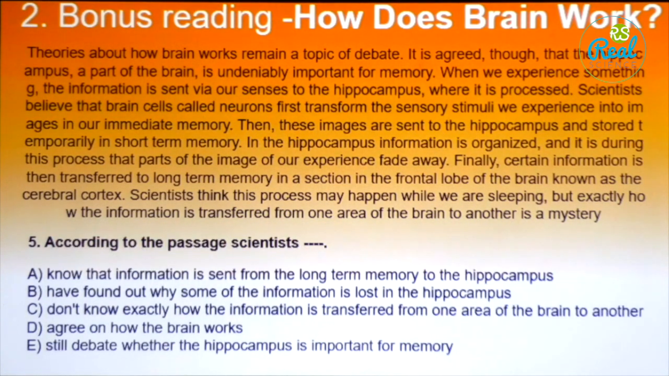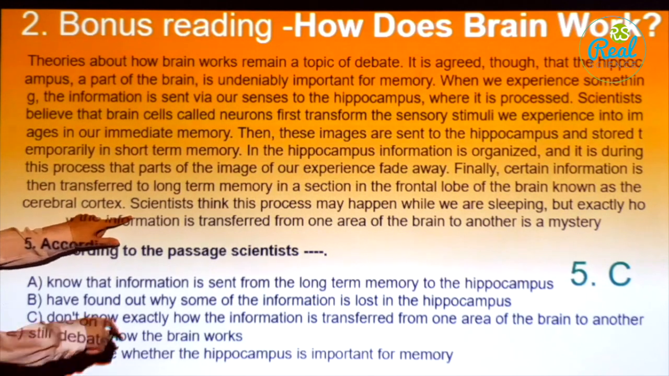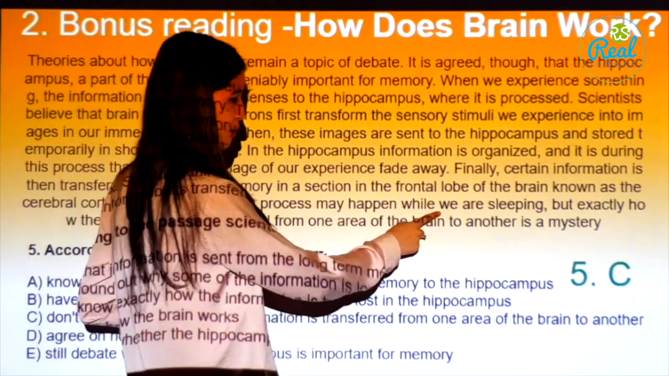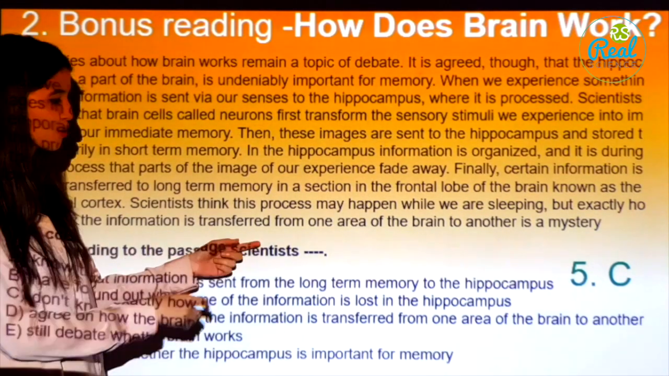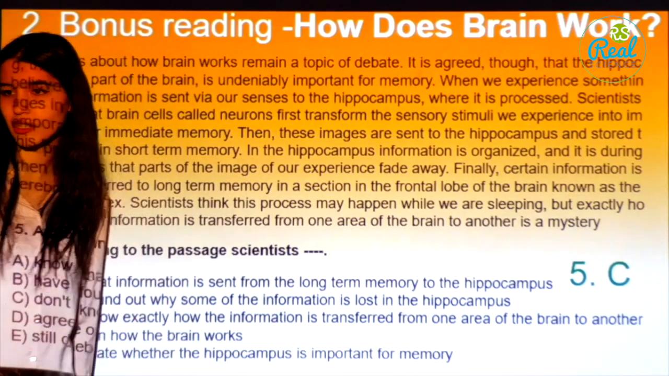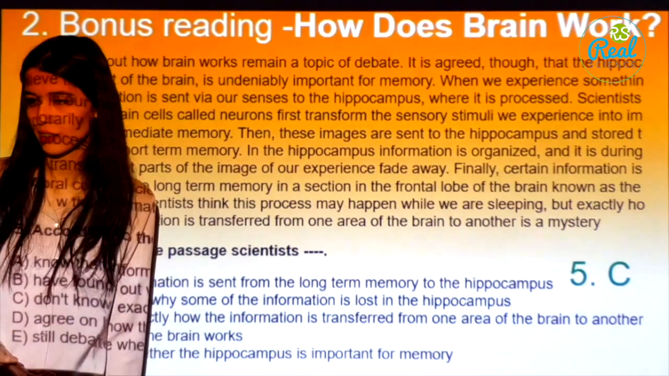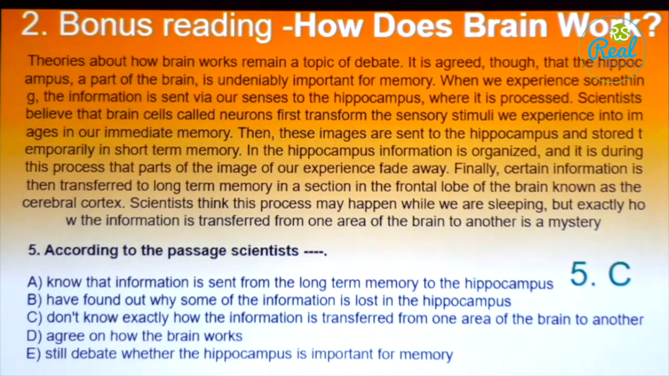Next one. According to the passage, scientists... It is C. It's not B, guys. Here it's saying scientists think this process may happen while we are sleeping, but exactly how the information is transferred from one area of the brain to another is a mystery. Mystery means what? They don't know it. So that's why it is C.